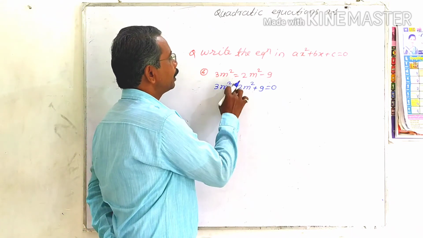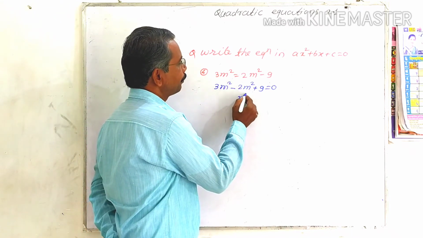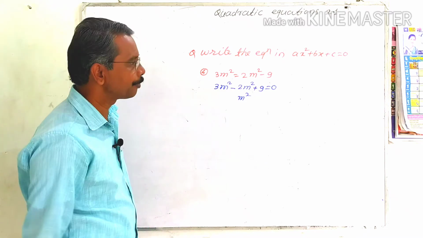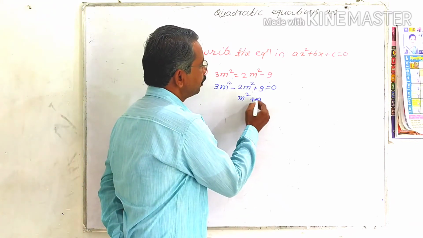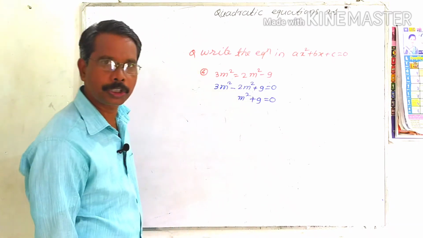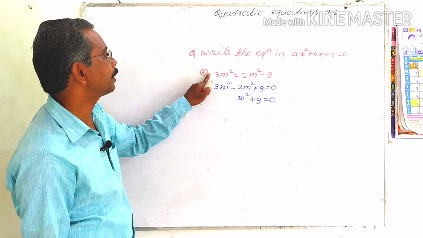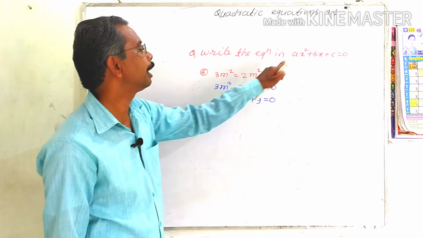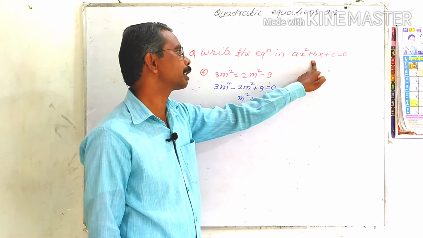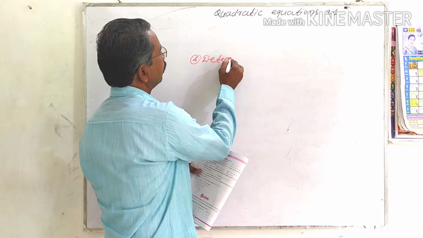Then 3m square minus m square means 1m square plus 9 equal to 0. So we can write the equation in the form ax square plus bx plus c. Okay.